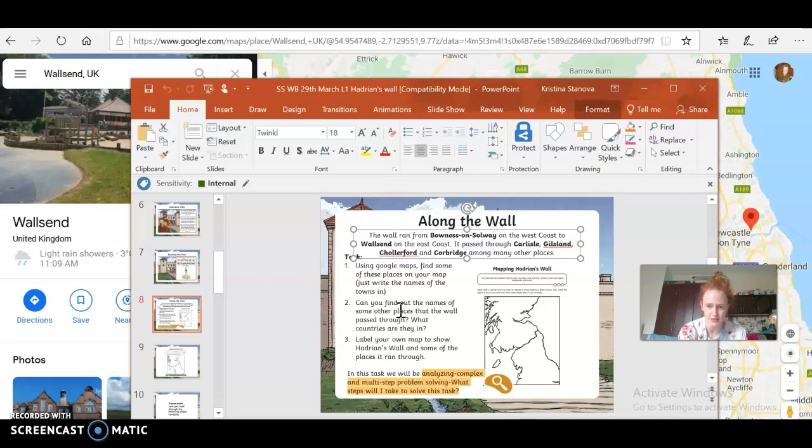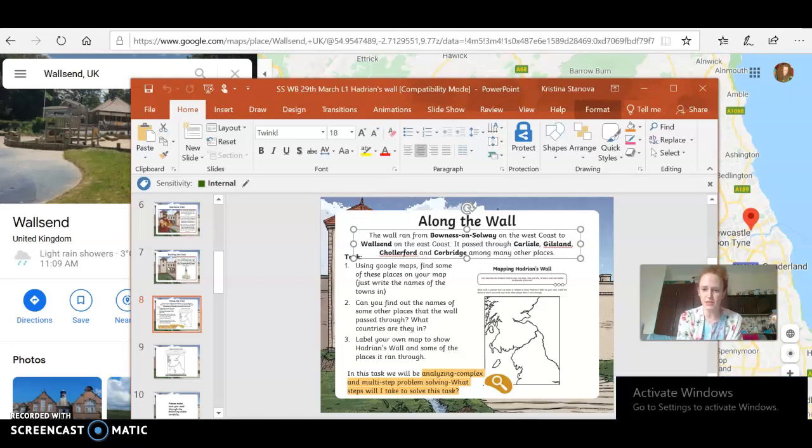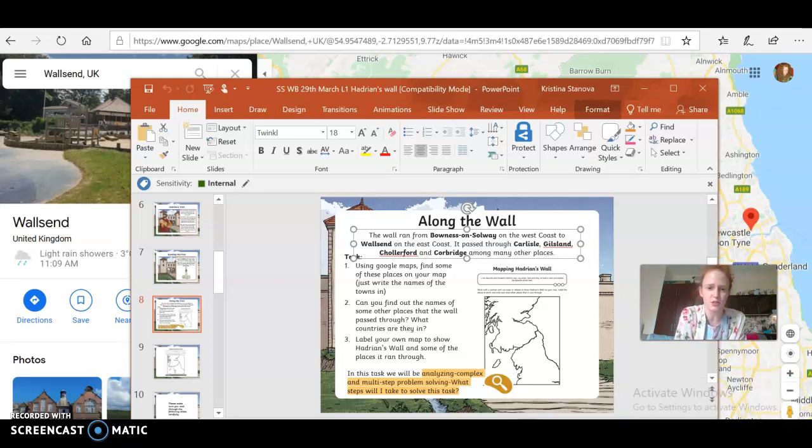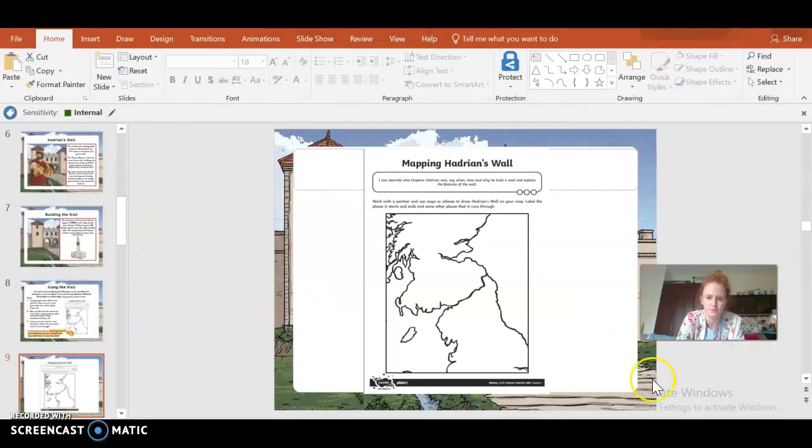Please, for this activity, you will be using your analyzing brain. Okay? You will take a couple of steps, step by step, to find out how to solve these tasks. Okay, so in order to complete this task, first of all, I need to go on Google Maps, I need to look up these cities, I need to study the map, and then I will be able to complete all 3 tasks. You used analyzing brain, complex and multi-step problem solving in this activity. Okay, all right, please submit this activity on Class Dojo. All right, let's continue.